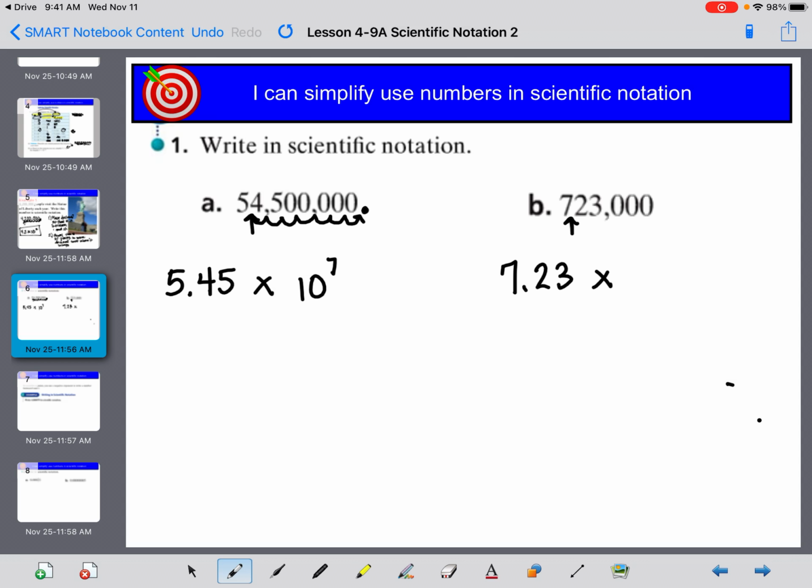I've decided to put the decimal between the 7 and the 2 to get a digit between 1 and 10. Then I multiply it by a power of 10. I raise it to the 5th power, positive 5, because number one, it's a big number. Number two, I had to move to the right to get the decimal back where it belonged, and it was a total of 5 places.